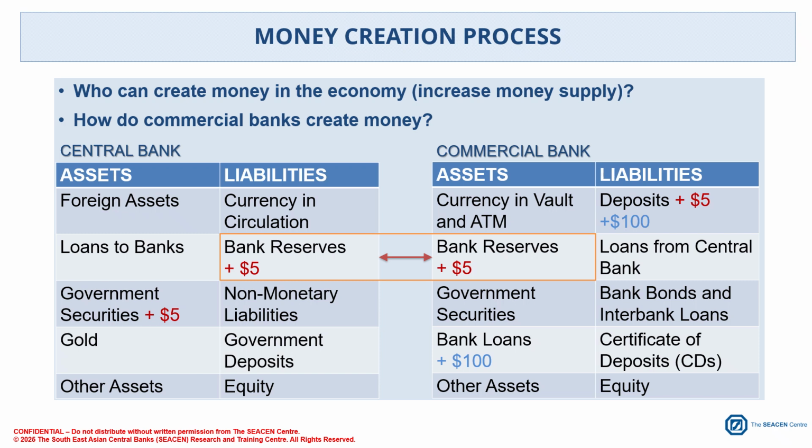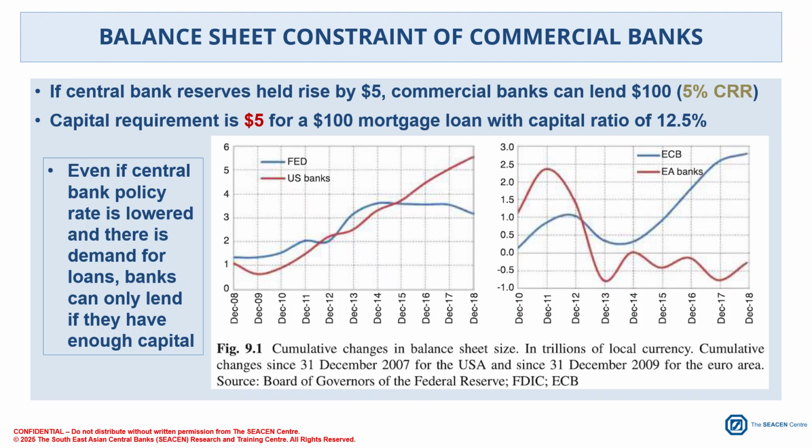So let's get to the very last slide of this presentation, which is the balance sheet constraint of commercial banks, because I have been alluding to this balance sheet constraint essentially coming from the capital of the commercial banks. That is, even if the central bank increases the bank reserves so that commercial banks can lend against the increase in bank reserves, it's not always the case that the commercial bank is willing to actually lend money and increase money supply.